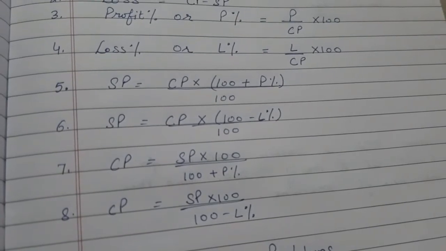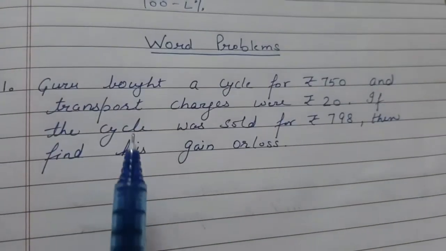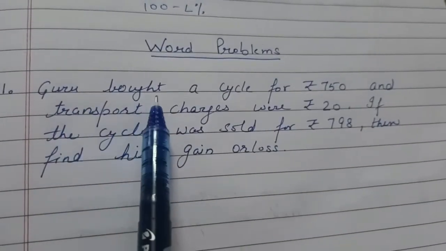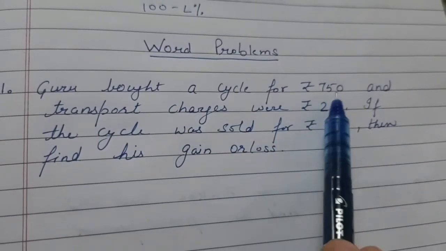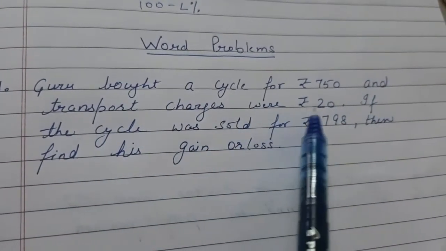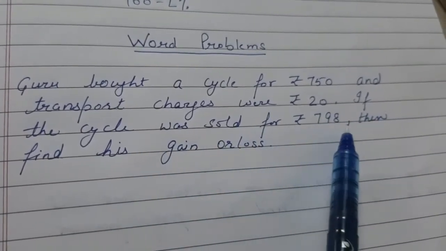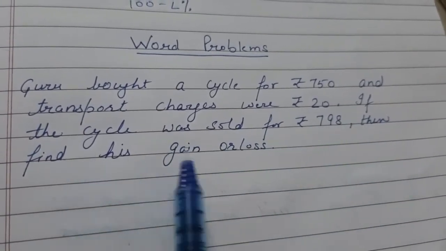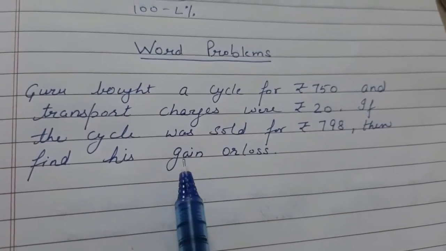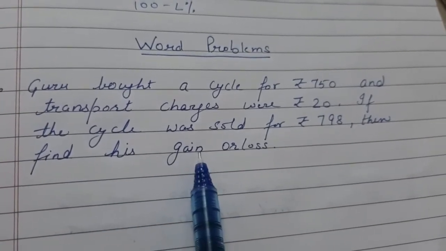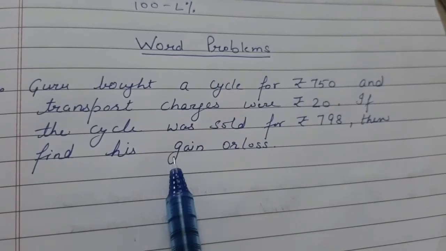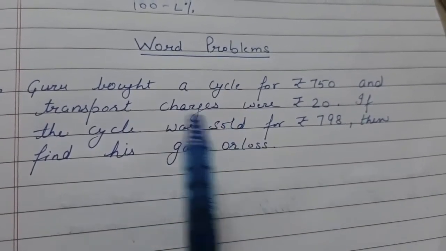Let us start with the word problems. Very first one is, Guru bought a cycle for rupees 750 and transport charges were rupees 20. If the cycle was sold for rupees 798, then find his gain or loss. अब profit को gain भी बोल देते हैं. So you may be asked find gain or profit, anything.